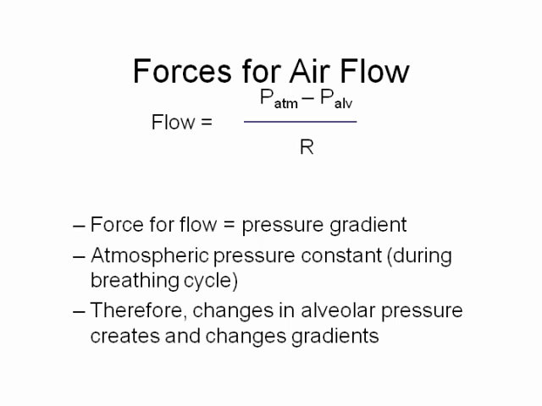So the forces that affect airflow. Well, flow equals the difference between atmospheric and alveolar pressure divided by resistance. This is very similar to what we saw when we looked at the cardiovascular system. It's basically the same equation. Flow equals a pressure difference over a resistance. So the force for the airflow is the pressure gradient. That is the difference between atmospheric and alveolar pressure.